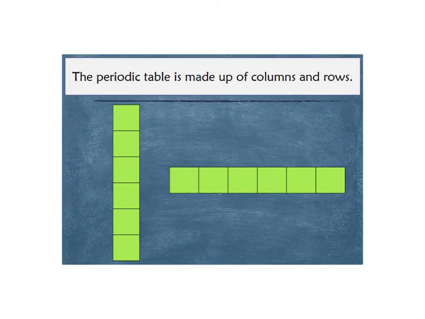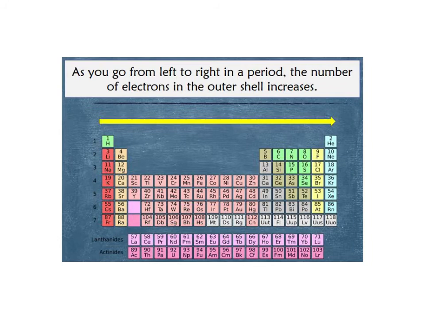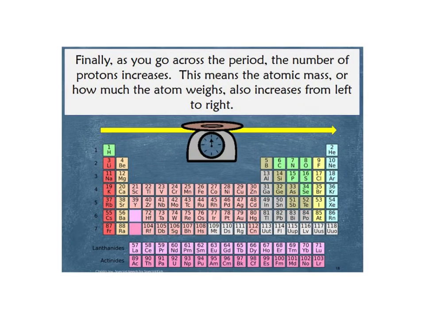The periodic table is made up of columns and rows. Each row is called a period, so those are going horizontally on the periodic table. As you go from left to right in a period, the number of electrons in the outer shell increases. Finally, as you go across the period, the number of protons also increases. This means the atomic mass, or how much the atom weighs, also increases from left to right.